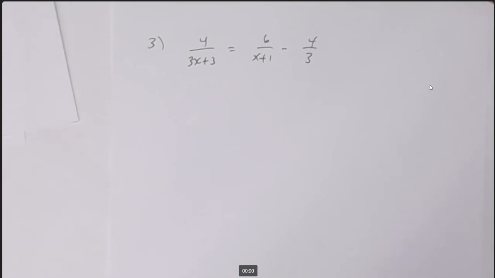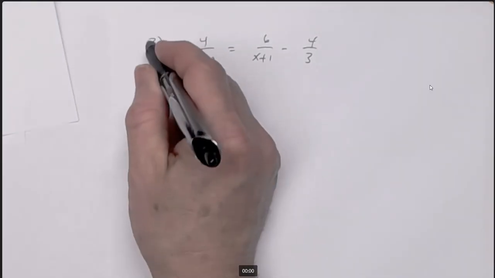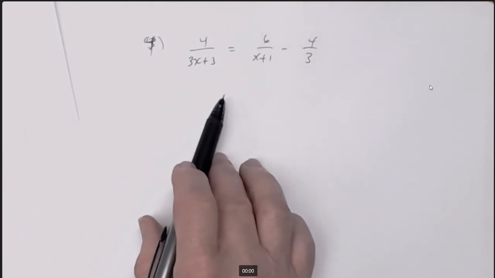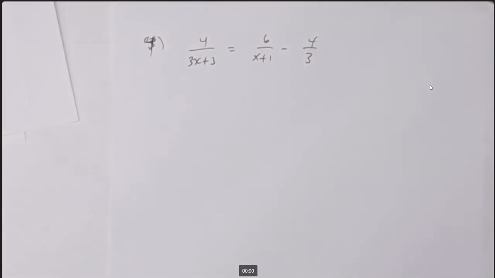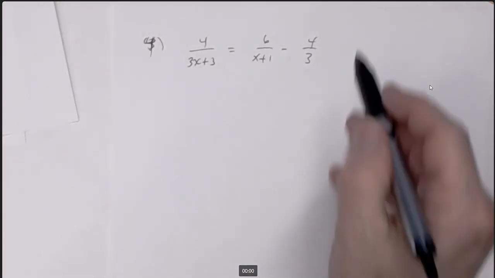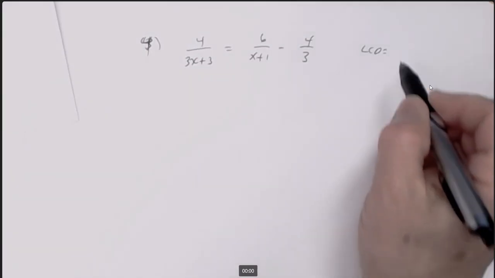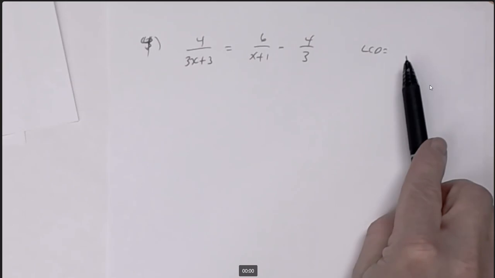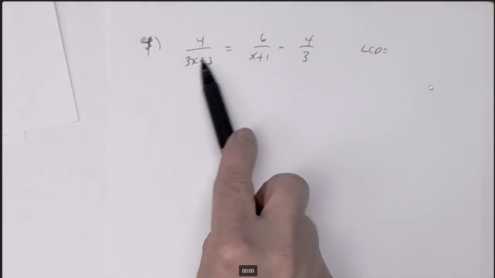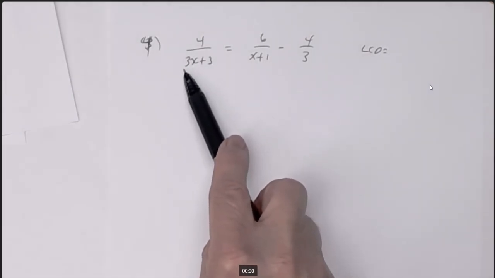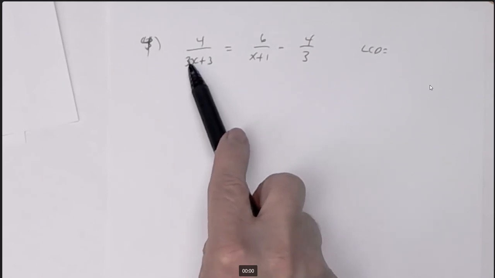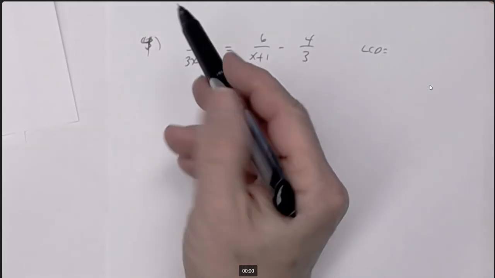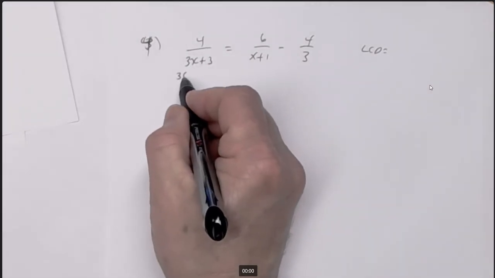It's rational. Okay, so I got to find the least common denominator. All right, now one other thing you got to remember is before you find the least common denominator, you have to make sure that all of these denominators are factored. So if you notice 3x plus 3, you can factor out a 3. So this becomes 3 times x plus 1. That's what that is. And now you can find the least common denominator.